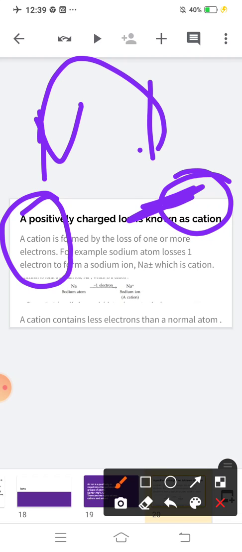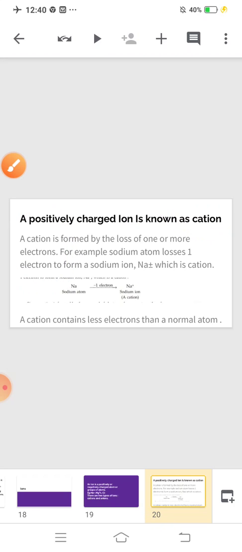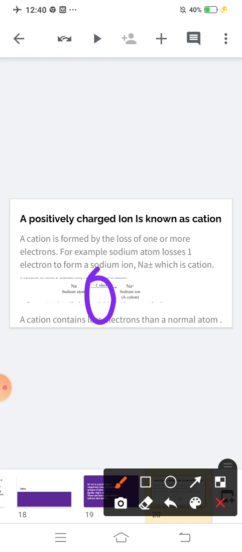So in this case an atom is losing one electron. That means they are giving. If they give one electron, that means they have a positive charge. So that is your cation. For example, your sodium atom. A sodium atom loses one electron and forms Na plus. So your sodium ion is a cation.